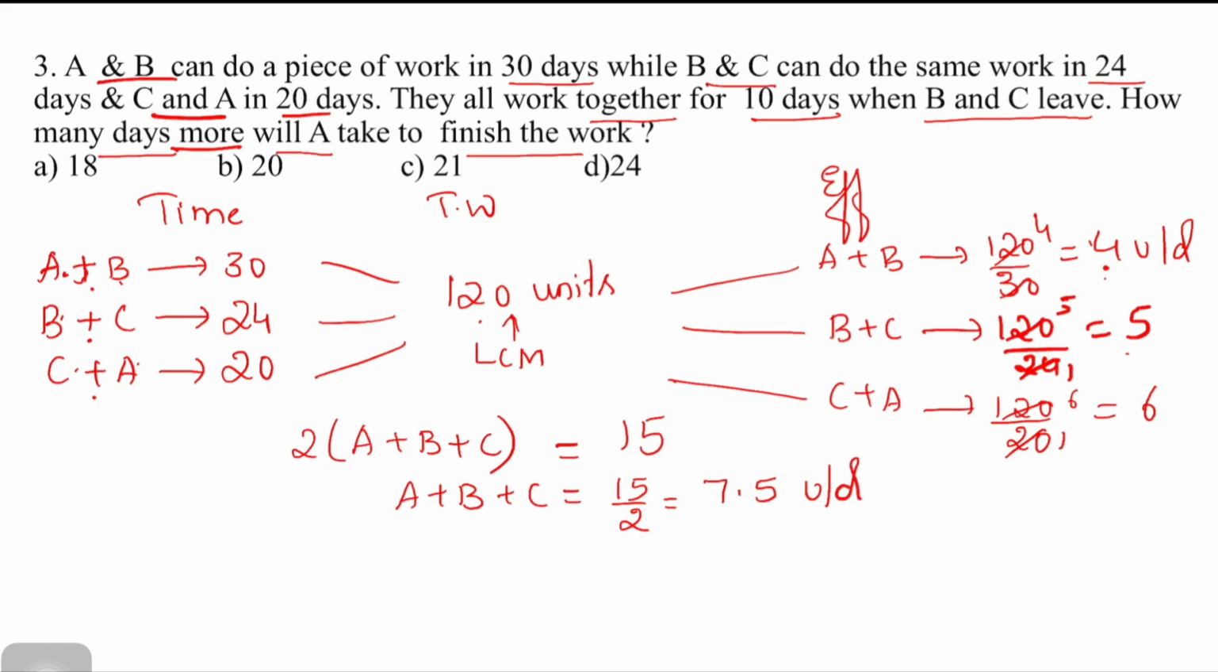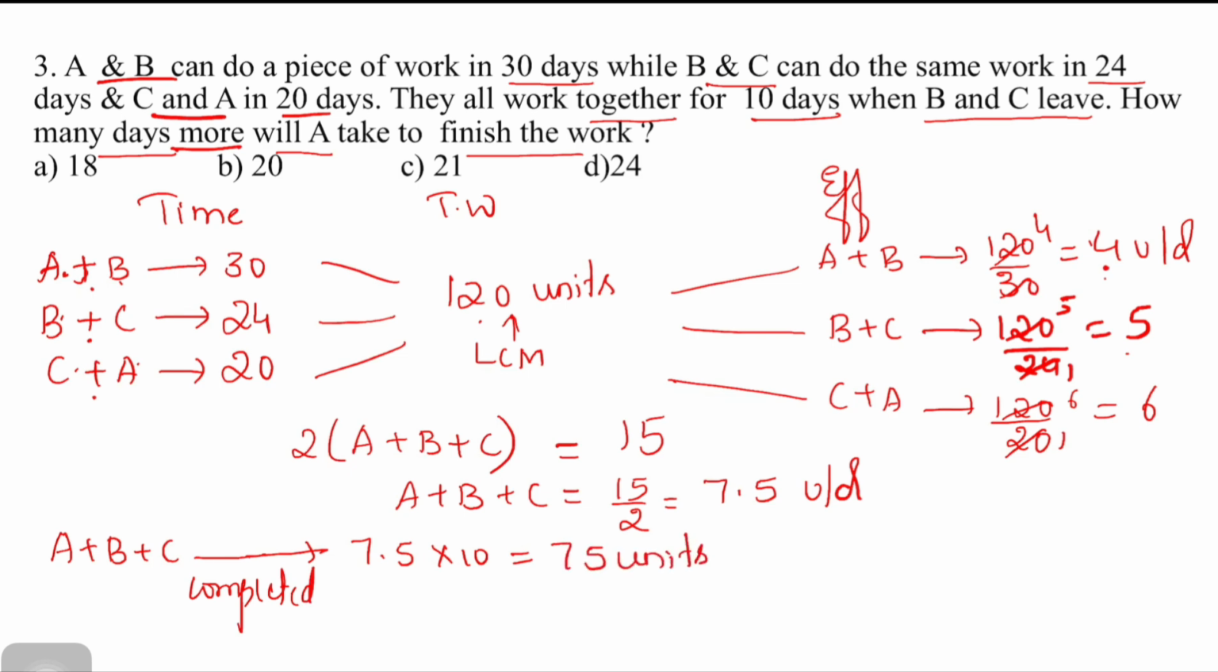So they are working for how many days? They are working for 10 days, isn't it? So therefore A plus B plus C together completed how much work? 7.5 into 10, which is equal to 75 units. So A plus B plus C together completed 75 units of the work. So the remaining work is how much? If 120 is the total work, remaining work is 120 minus 75, which is equal to 45. So 45 units is the remaining work, and this work has to be completed by A, isn't it?